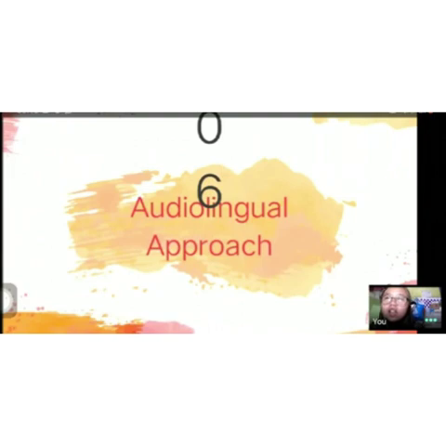The next is audiolingual approach. Definition of audiolingual approach: unlike the reading approach, the audiolingual approach gives higher priority to the spoken form than the written form. Classes are generally held using the target language.